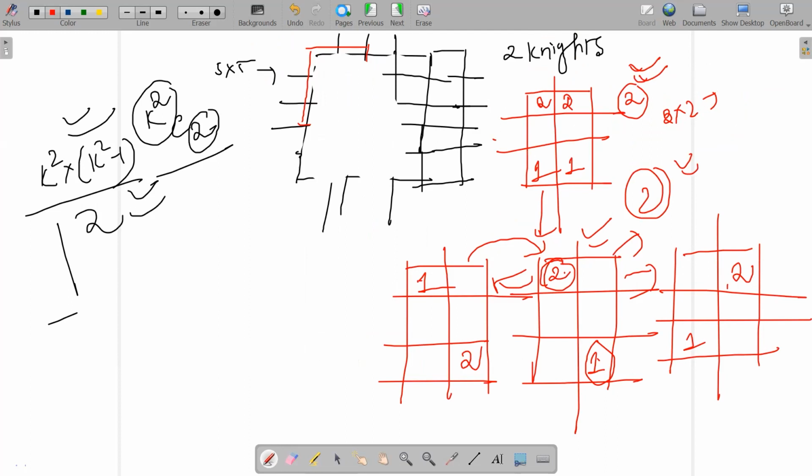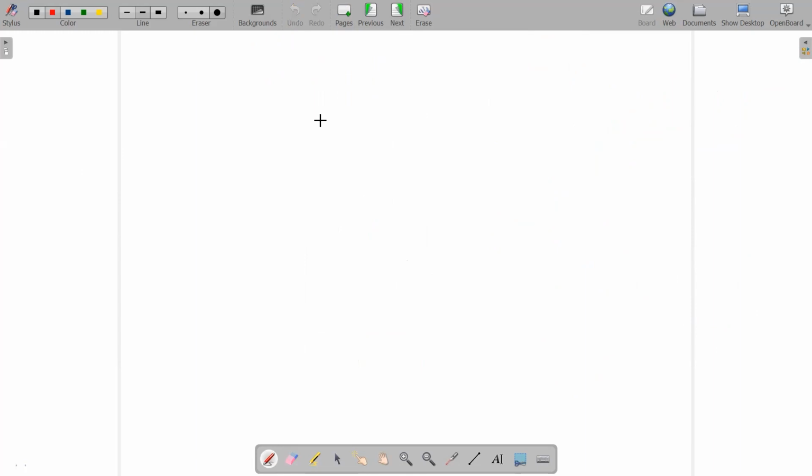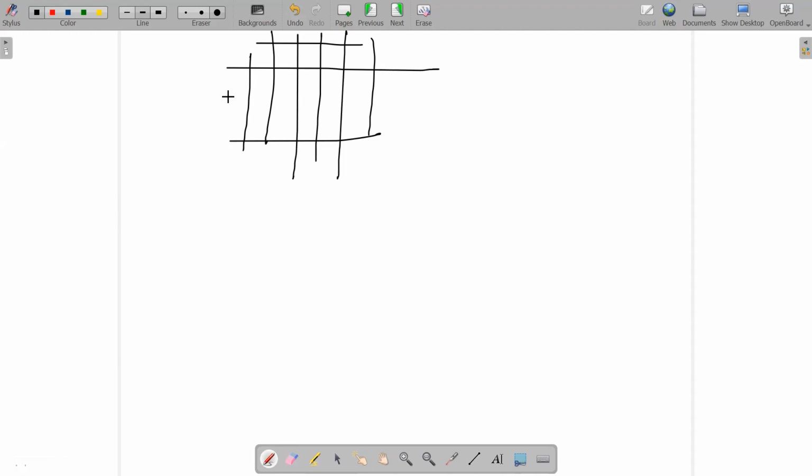Next, any other attack position that we can have? Let me draw the board again. K cross K, 1, 2, 3, 4, 5. Then 1, 2, 3, 4, 5. Okay, 4 cross 4 will work for us, I guess. If this is a K cross K board, correct? Suppose that I'm placing my knight 1 here. How else can there be an attack?